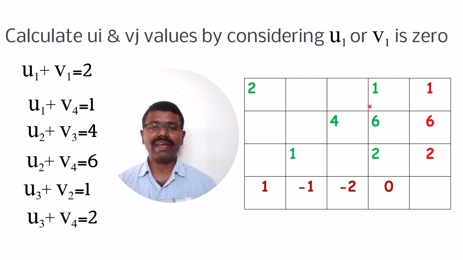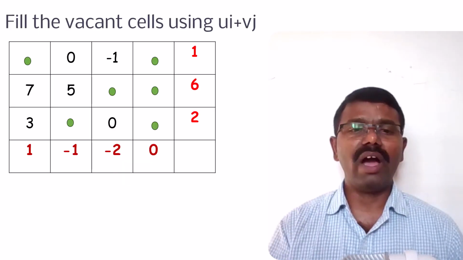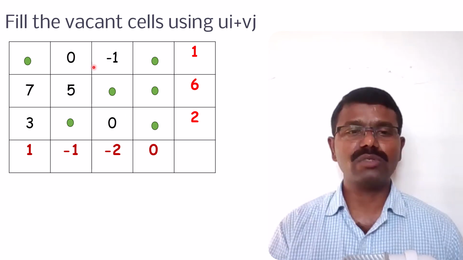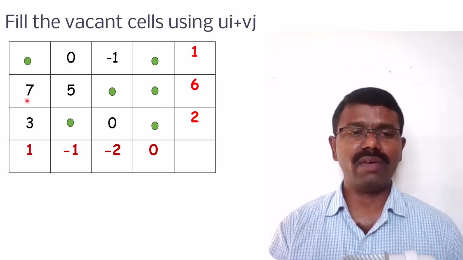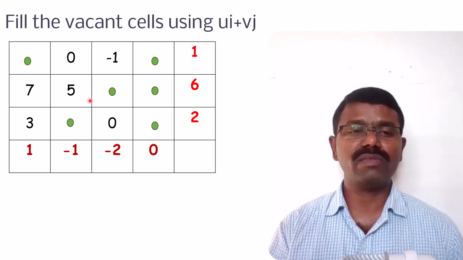Now these are the allocated cells. For unallocated cells you write the ui plus vj matrix. So if I write the ui plus vj matrix, this becomes 1 minus 1, so it becomes 0. This becomes 1 minus 2, it becomes minus 1, and this cell will become 6 plus 1, 7. This cell becomes 6 minus 1, 5. This cell will become 2 plus 1, 3, and this will become 2 minus 2, 0. So I got all unallocated cells values.